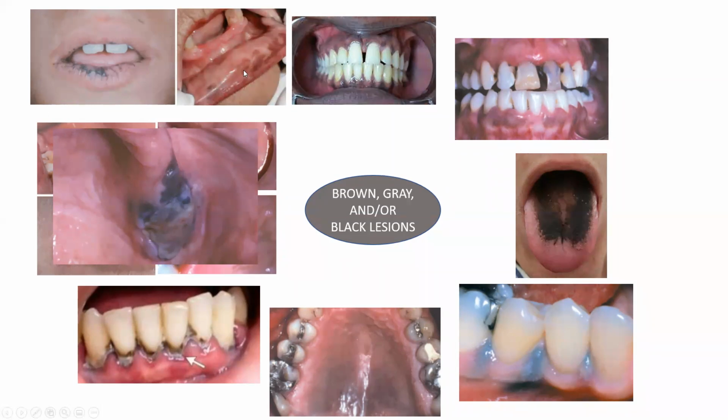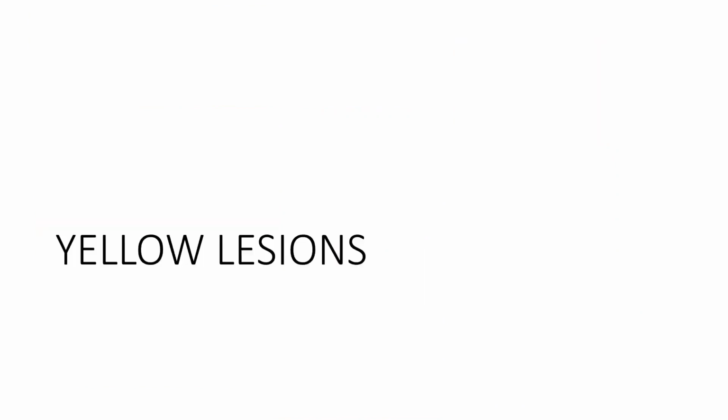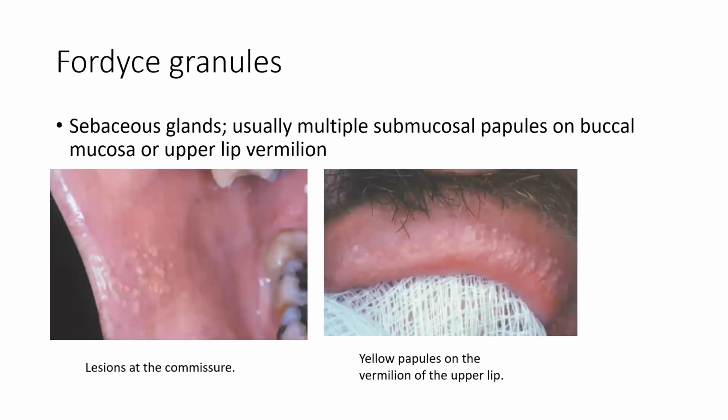And this is another example of a systemic disease, that is Addison's disease. This is a summary of brown-black lesions. Last one is yellow.